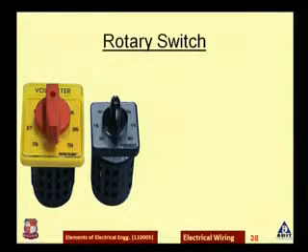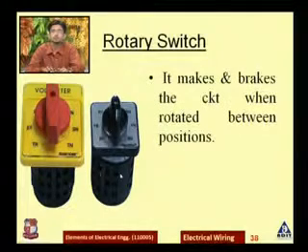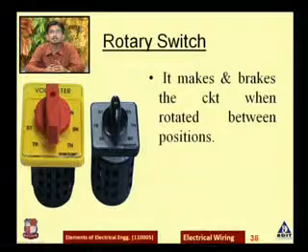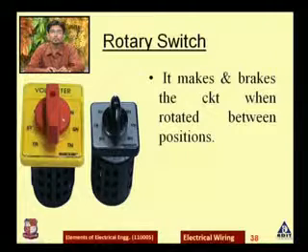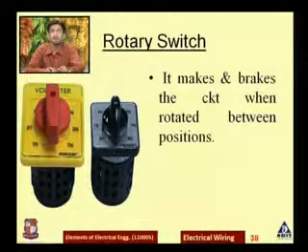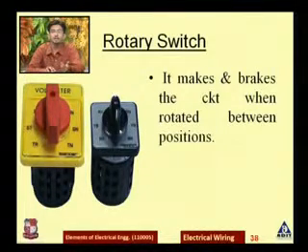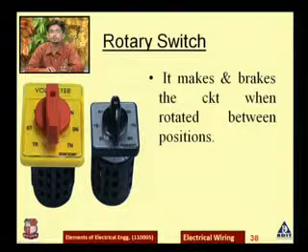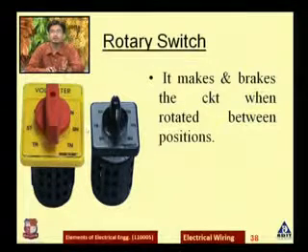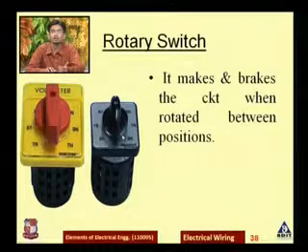Now the third type is the rotary switch. These are the actual images of the rotary switch. It makes and breaks the circuit when rotated between positions. So you can see different positions in the rotary switch. Whenever you are rotating this red dial or this black dial, what will happen? It may break or make the circuit as per your rotating side. As per your position it will do the operation.